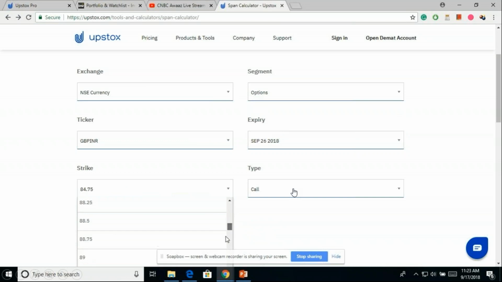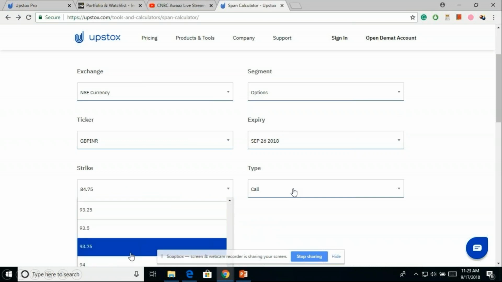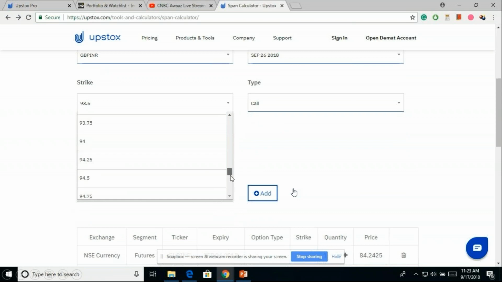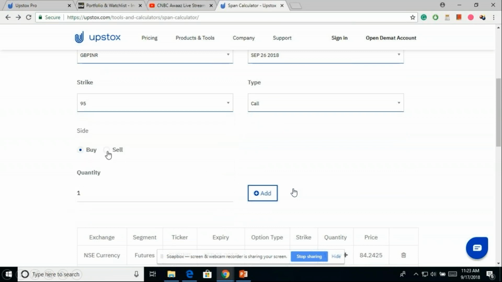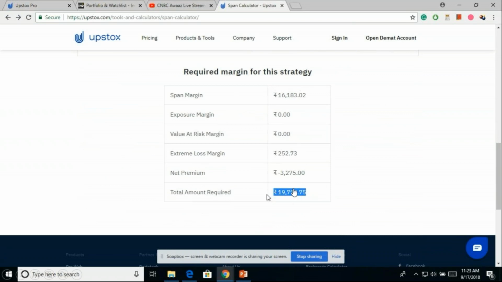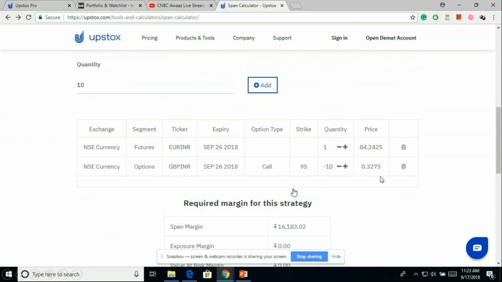Okay, I buy the future and I'm now buying an option also. Okay, 95 and sell. I'll just sell the 10 lots of an option, so you can see the price and the amount. It's 32.75 paisa. I sell the 10 lots of option and buy the one future lot of GBPINR.